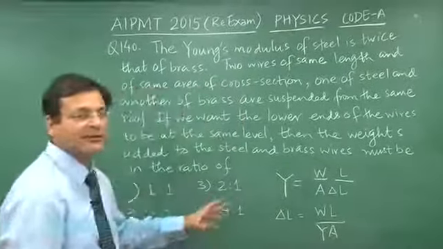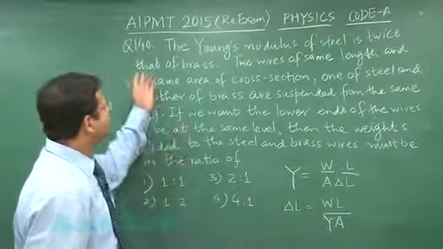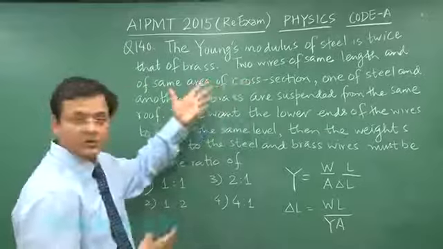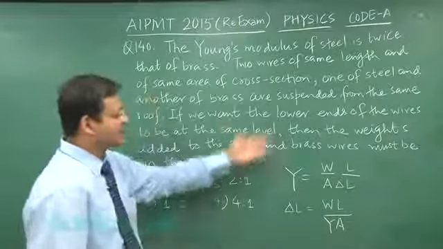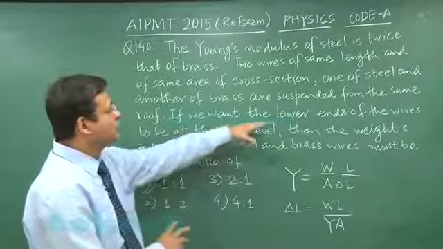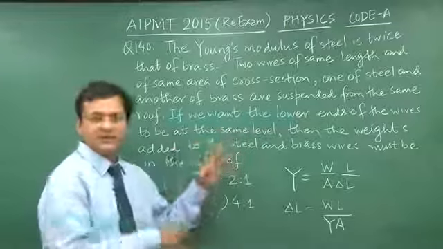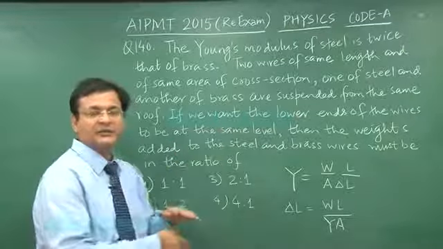It is given in the question that the two materials have the same elongation. How? It says that the Young's modulus of steel is twice, the ratio of Young's modulus has been given, and they have been given the same length and same area of cross section. So L and A will be the same for both of them. They are saying if you want the lower ends of the wire to be at the same level. What is the meaning of this statement? That initially they had the same length and finally also they want the same level.